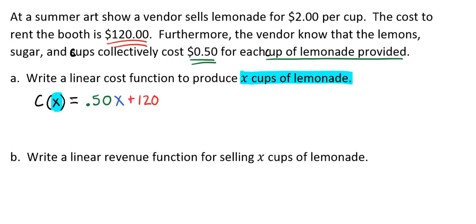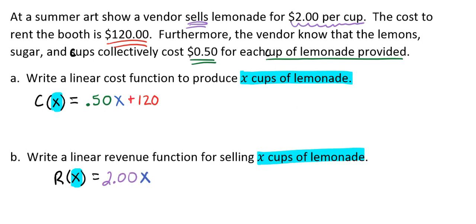Now we're going to write a linear revenue function for selling X cups of lemonade. And again, X is still our cups of lemonade. Remember that we're told that the vendor sells the lemonade for $2 a cup. So we're looking at $2 for every cup of lemonade sold. That's going to be the money that the vendor brings in, $2 per cup.